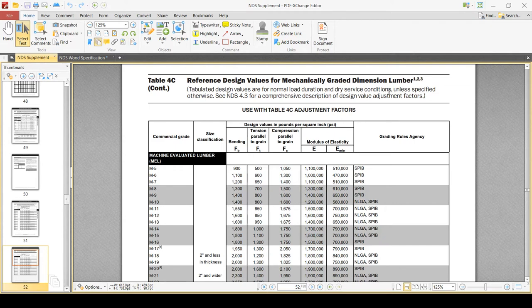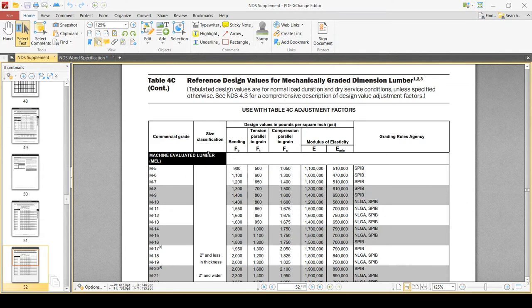So, when you are visually grading lumber, you are literally judging a book by its cover. Although, I suppose you're literally judging something you could make a book out of and then judge its cover, but anyway, you are judging the piece of lumber only by what you can see. You're not sitting there with an X-ray machine looking inside it. Another way of doing this is mechanically graded lumber.